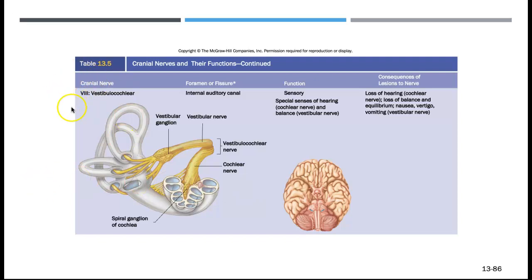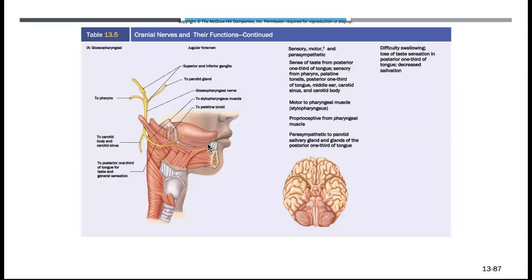Cranial nerve number 8, the vestibulocochlear nerve, that's a long name, right? Vestibulocochlear will exit through the internal auditory canal, and we are going to pull in information that we need for hearing and for balance. So the cochlear nerve, taking information from the cochlea, will deal with hearing, and then the vestibular nerve will take in information from the semicircular canals and the vestibule to give us information about balance.